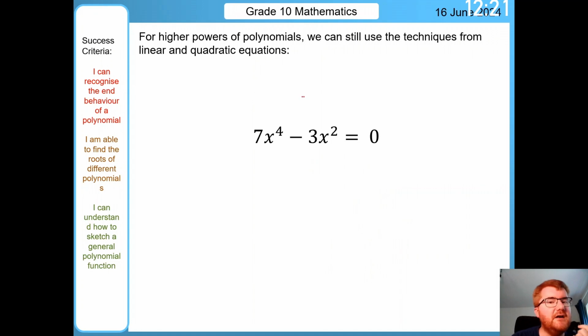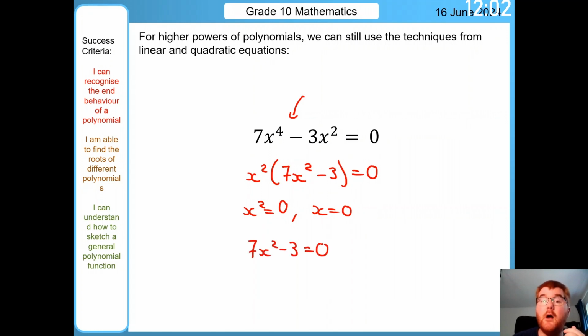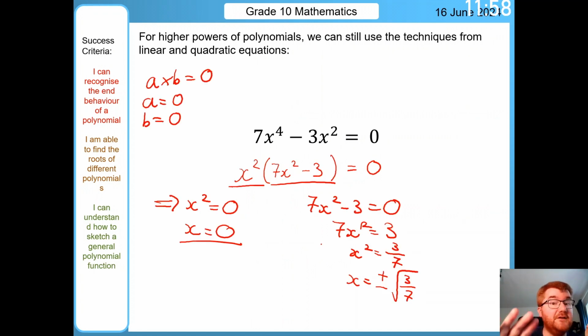Again, this kind of equation, we treat it essentially like a quadratic here. What do they have in common? I have an x squared in common. Then we can go 7x squared minus 3 is equal to 0, and therefore x squared is 0. So x is 0. Or 7x squared minus 3 is 0, and we can solve in the same way that we've seen before. Again, I'll leave the notes there for you if you want to go through that in more detail.